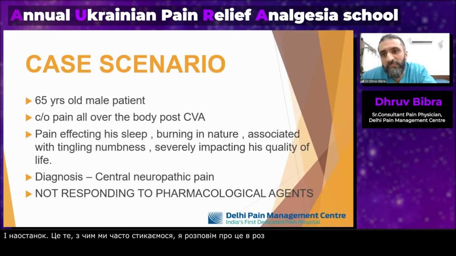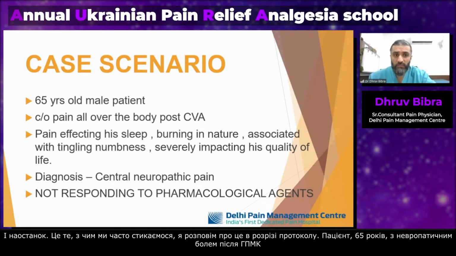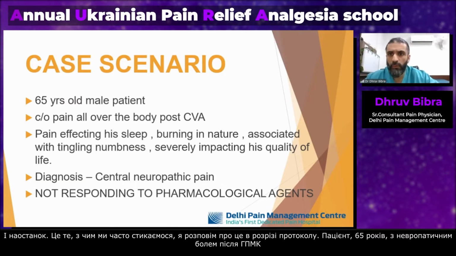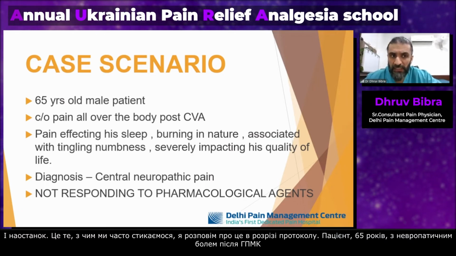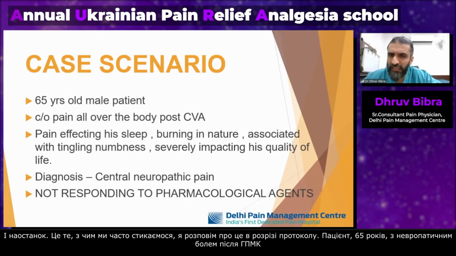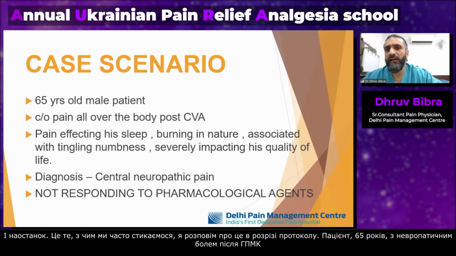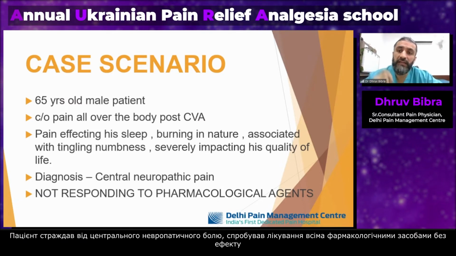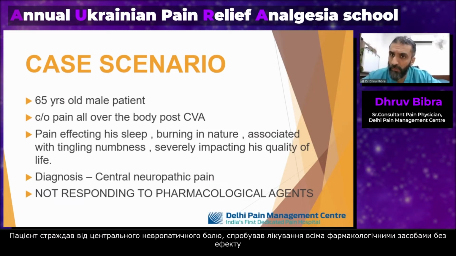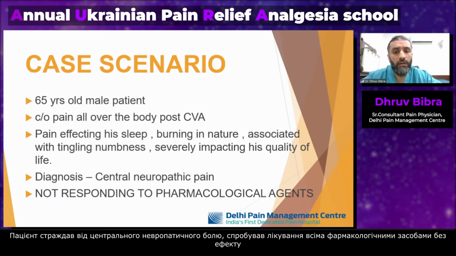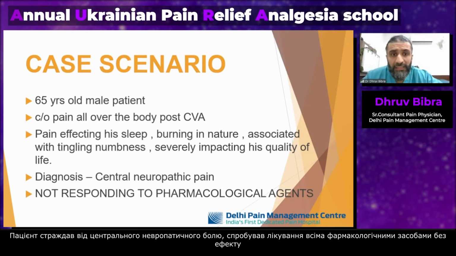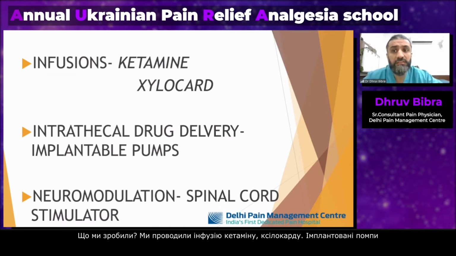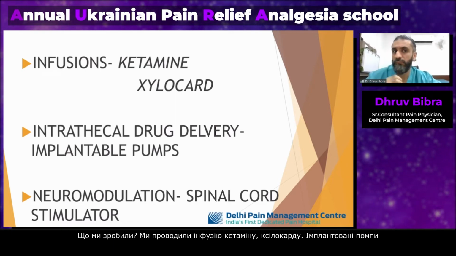Now, this is the last thing before I say bye-bye. This is something which is still not there, and I'll be discussing our protocol when it comes to this. We had a 65-year-old patient who had a CVA, and after that the patient had neuropathic pain. So classically, the patient was suffering from central neuropathic pain. We tried all the pharmacological agents, but somehow they were not responding. So what do we do next? That is the time we consider things like ketamine infusion, xylocard infusion, and the pumps and the stimulators we have discussed.